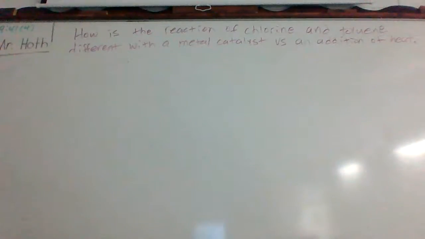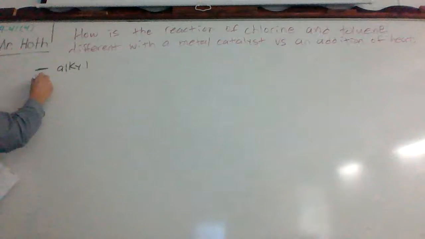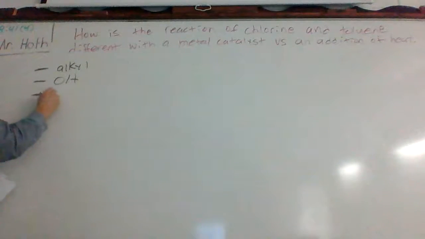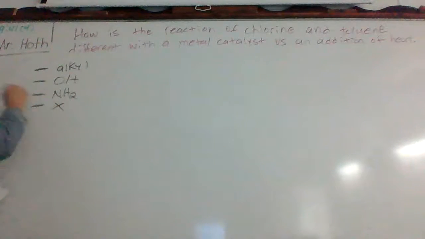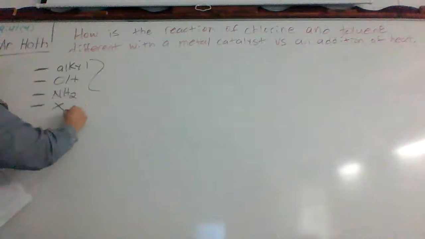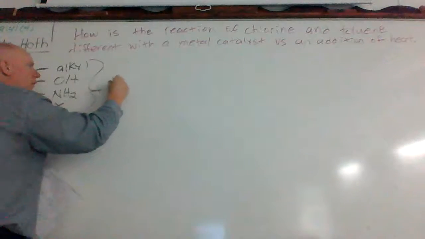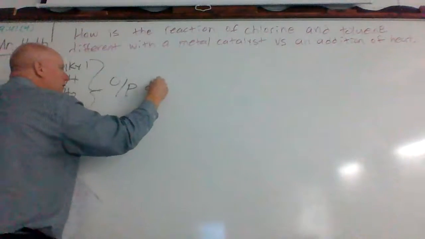Those are your methyl, ethyl, isopropyl, propyl groups. Hydroxy, amino, and X is just a variable for the halogens. One of the things worth noting is that those top four dashes, the alkyl groups, and then hydroxy, amino, and then the halogens, or X, are what we call ortho and para directors.